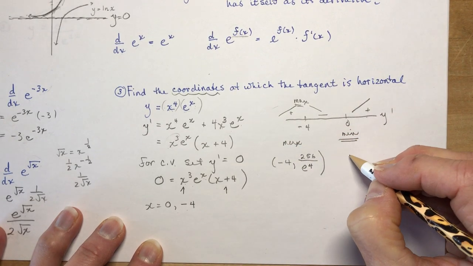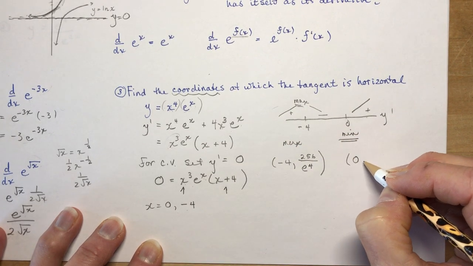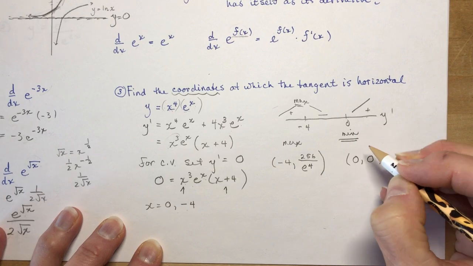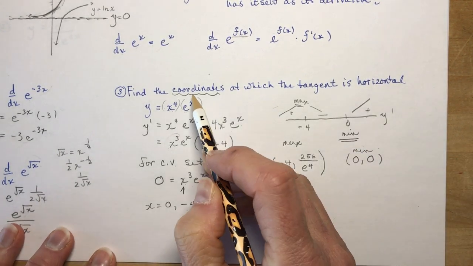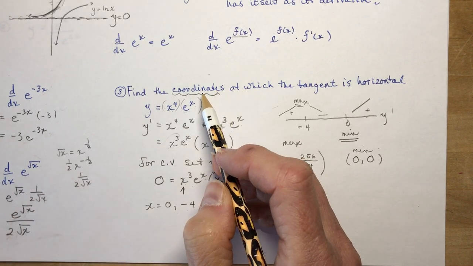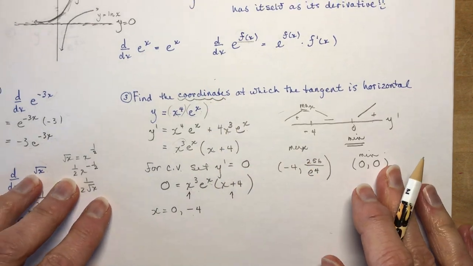And the minimum value would be when x is 0, y is also going to be equal to 0. And that would be my minimum. So remember, watch out for questions that ask for coordinates. Make sure you're finding the y as well.